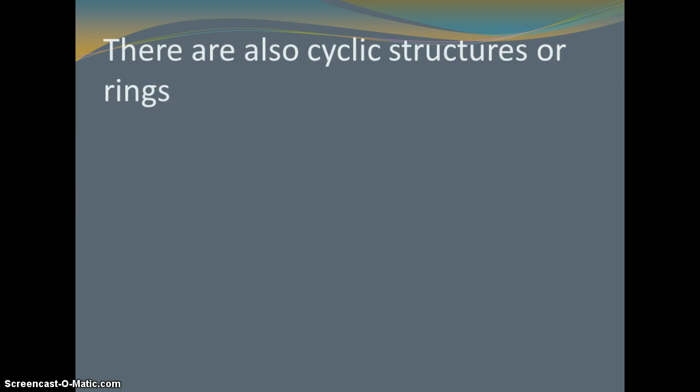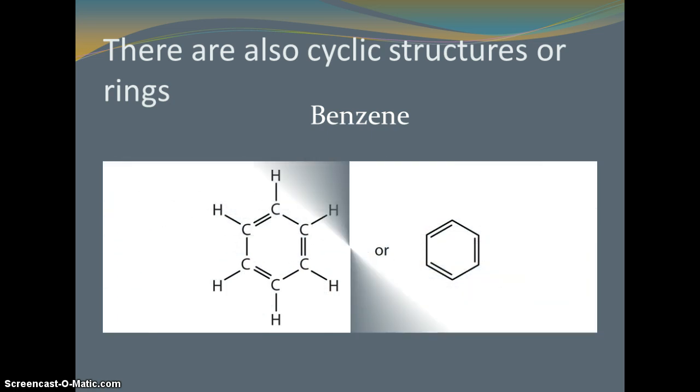There's also cyclic structures or rings that can form. The most common is benzene. This is one way of drawing it, but typically in organic you leave the carbons out, so you would know that each bend is a carbon.